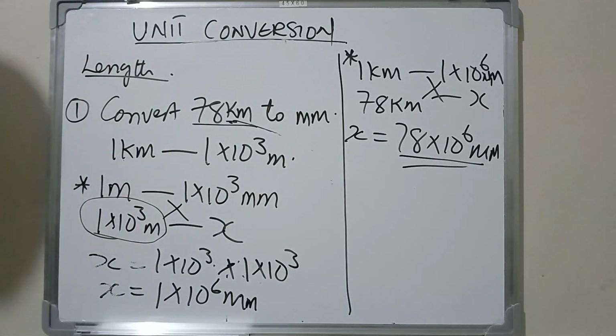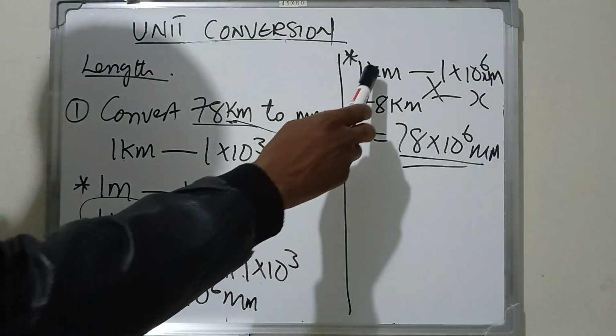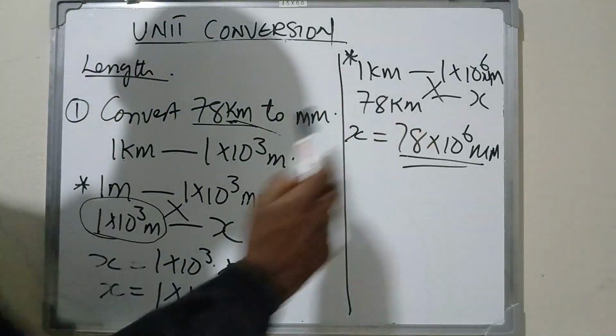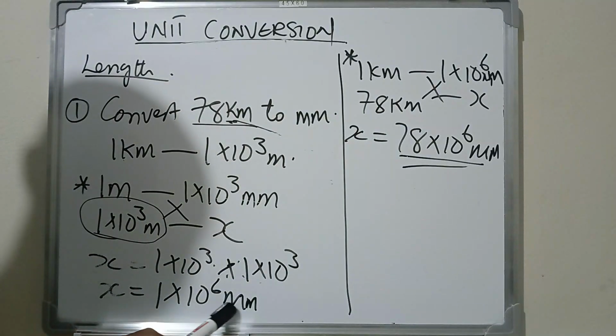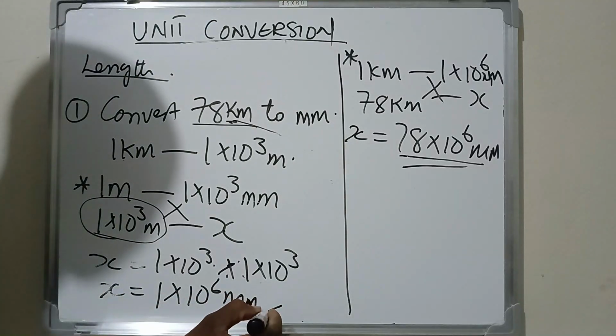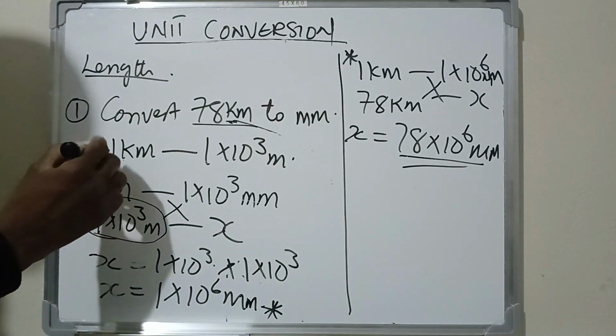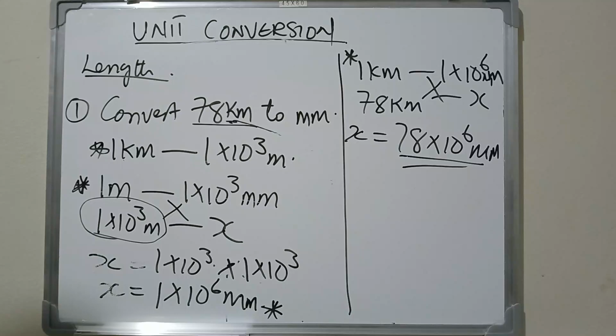1 kilometer is equal to 1,000 meters. 1 meter is equal to 1000 millimeters. 1 kilometer is equal to 1 million millimeters. Keep these, that, and that. Okay, so that was our first example on unit conversion.